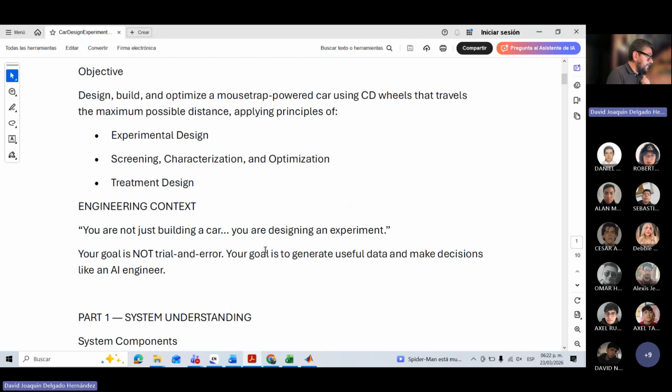So, what is the engineering context? You are not just building a car; you are designing an experiment. Okay, keep that in mind. Your goal is not trial and error. Your goal is to generate useful data and make decisions like an artificial intelligence engineer.